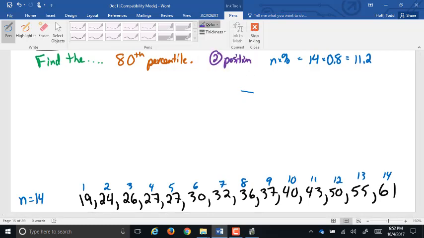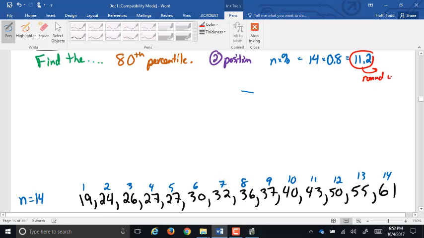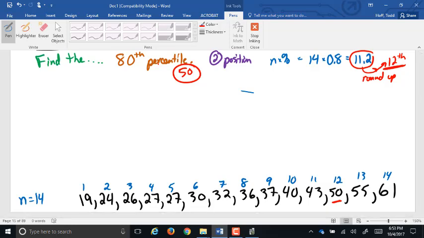For the median, if that came out to be a decimal number, what did we do with it? We rounded up. So the 12th number in the list is the 80th percentile. The 12th number in the list is 50. So the 80th percentile of that data set is 50. What that is saying is 80% of the data is smaller than 50.